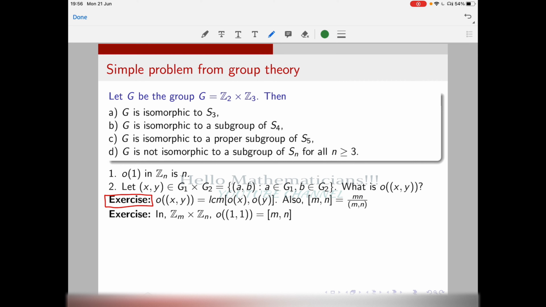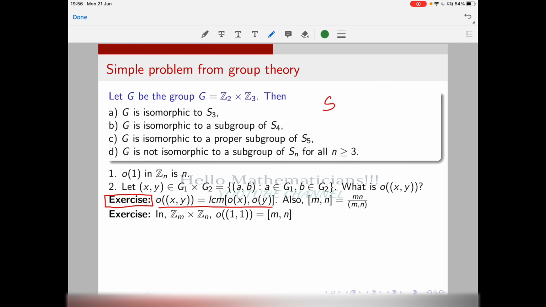Try to remember the proof, because in many interviews this question is asked: what is the order of xy? The order of xy is actually the LCM of the order of x and the order of y. So it is a very important result.